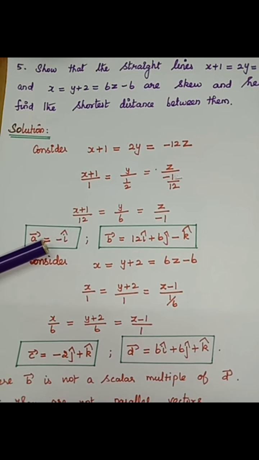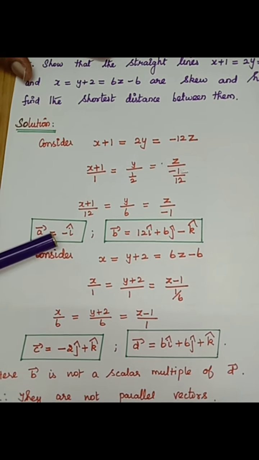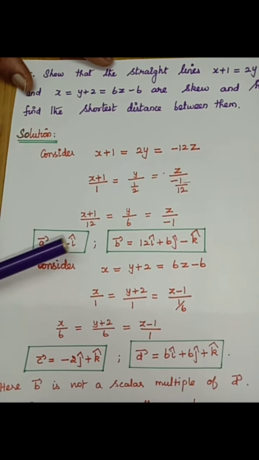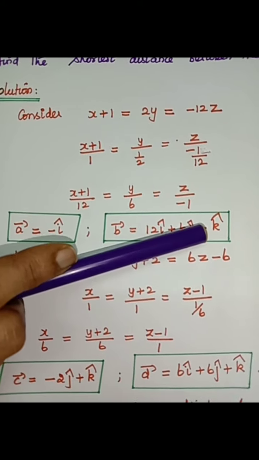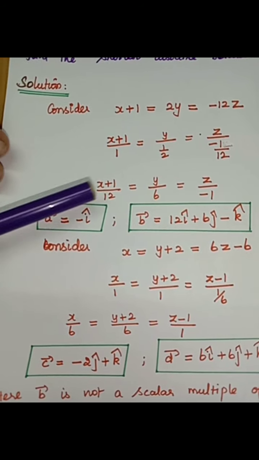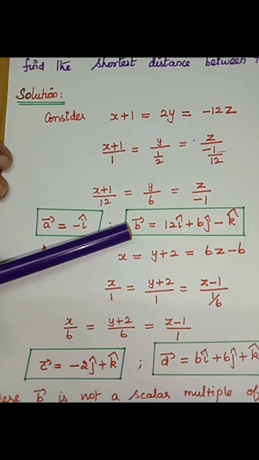So you can write the A vector as minus i cap, since while writing vectors, minus 1 is minus i cap. And from the denominator, we get the direction ratios of the parallel vector. So B vector is equal to 12i cap plus 6j cap minus k cap. So the first line is over. From the first line we have found A vector and B vector.